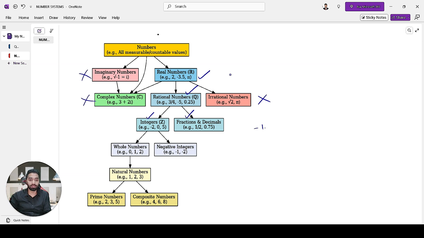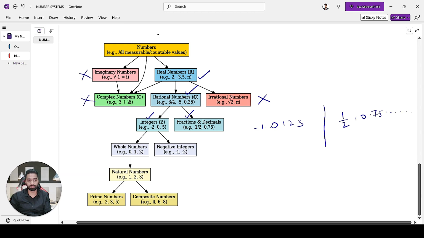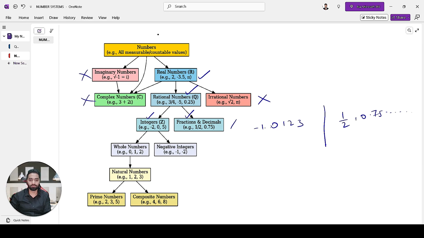So integers are like -1, 0, 1, 2, 3, and so on. And then we have fractions. Fractions are like 1/2, 0.75, etc. Okay, so again, you are able to understand fractions and decimals, right? So let's remove this now.